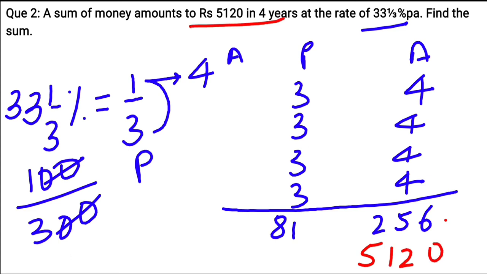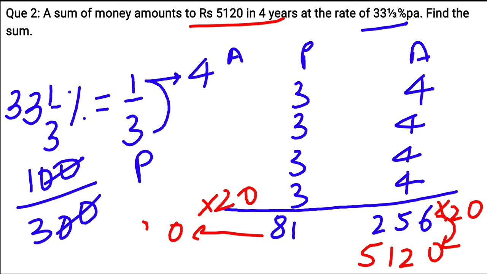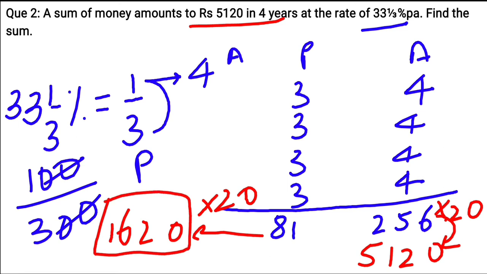5120. You see here, this much. Now, how much is it? How many times? So it is 256, 2s are 512, so it is 20 times. Very simple, it is 20 times. Okay, so similarly, you have to multiply it by 20, and what is the answer? 1620. This is the final answer.